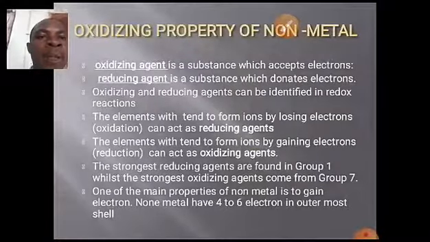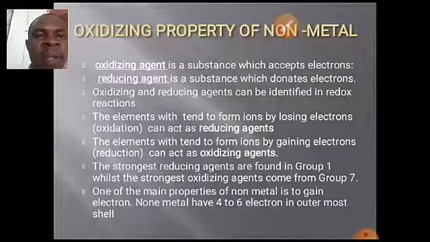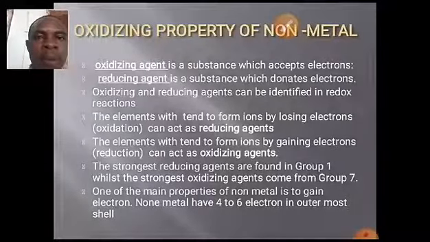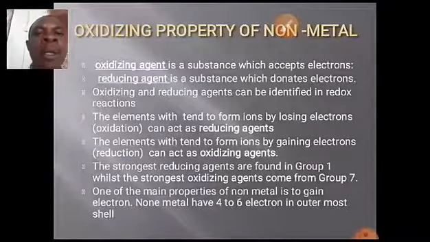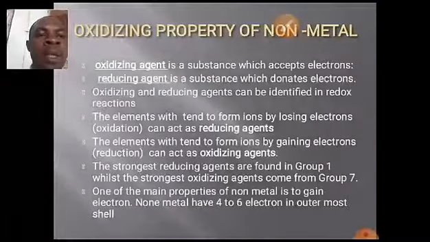Let's see the oxidizing property of non-metals. What is an oxidizing agent and a reducing agent? An oxidizing agent is a substance which accepts electrons. And the reducing agent is a substance which donates electrons.